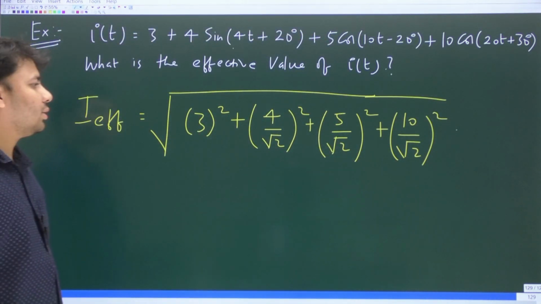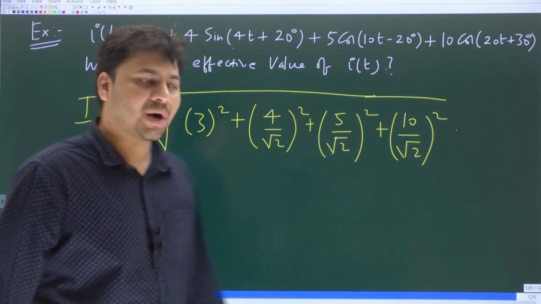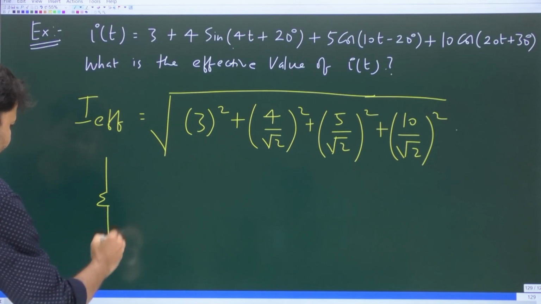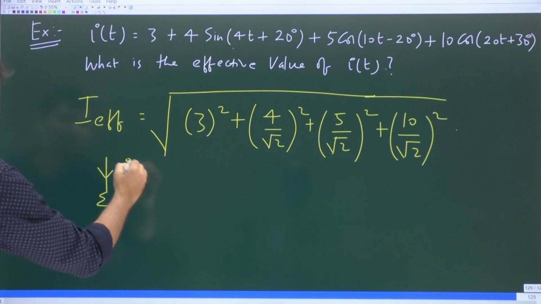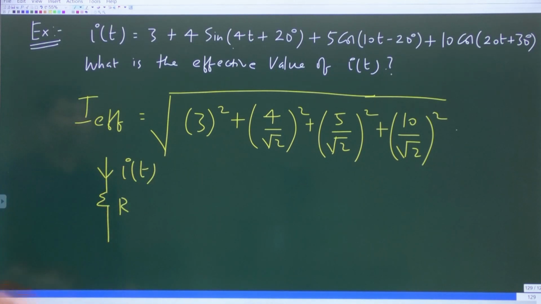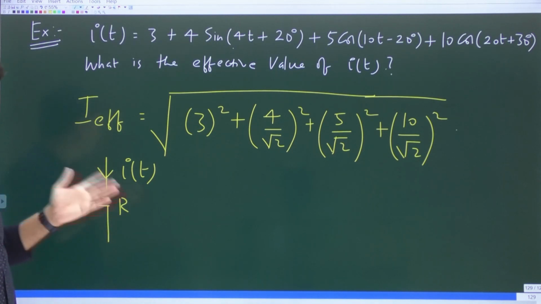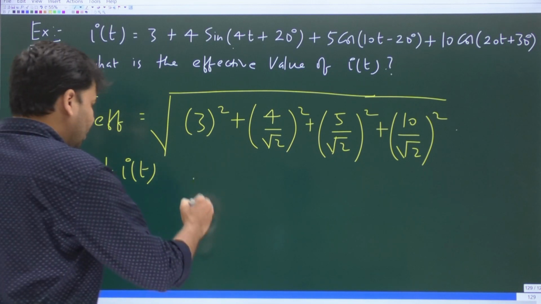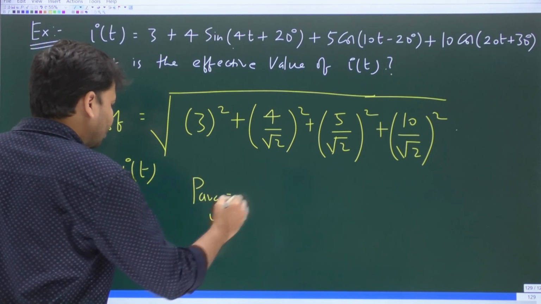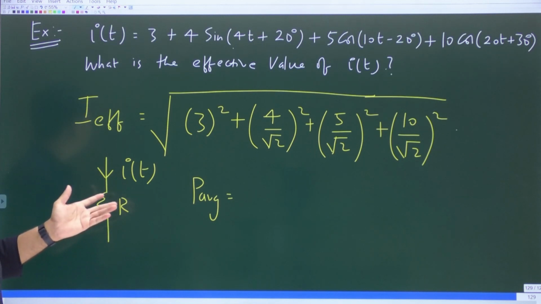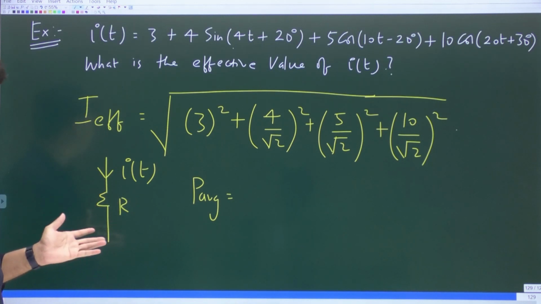Why is the RMS value important? Let's say we have a resistor R through which the original current I of t is flowing. Now, if somebody asks you what is the average power dissipated by the resistor, you have to find the RMS value of the current through the resistor, square it, and multiply it with resistance.